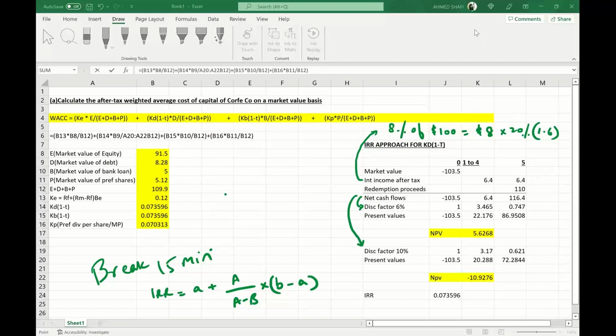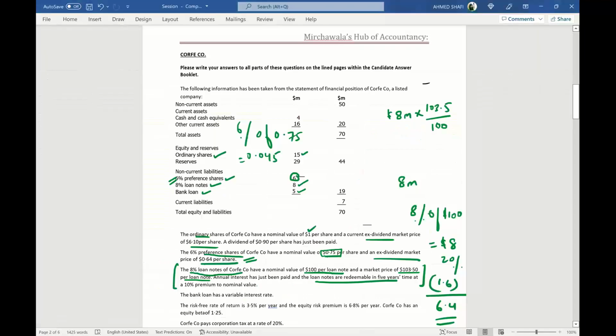Okay, so now we will be moving towards part B of the question, and then we will be going towards the next question. So what is the part B of this question?